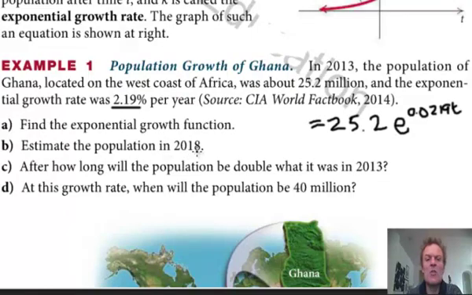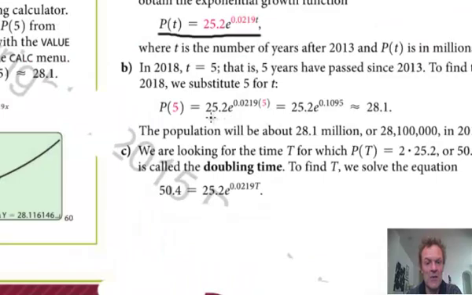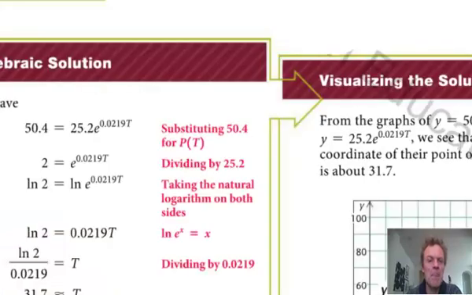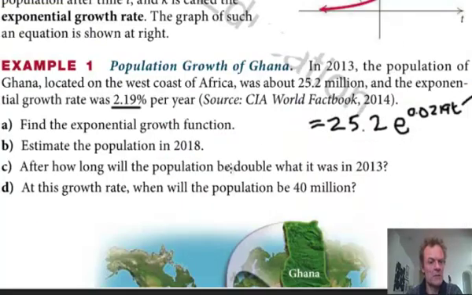Estimate the population in 2018. Well, that's in 5 years' time. All we're saying is put 5 where T is and put it into your calculator. There we go, and apparently it comes out to be that. Be careful when you put it in your calculator. What else do we have? After how long will the population be double what it was in 2013?